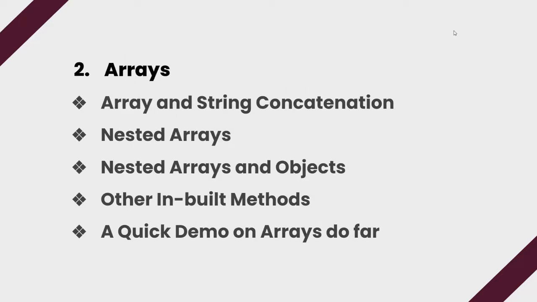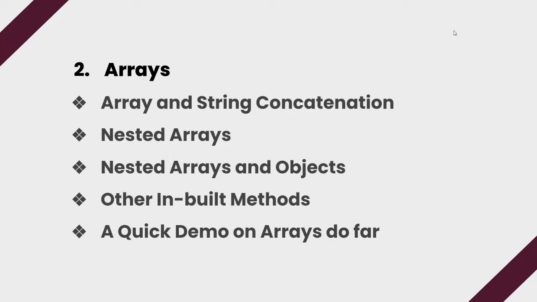So for the next section, we have arrays, and we'll also go through array and string concatenations. Also, we'd look into nested array, which is arrays within an array. And we'd also see nested arrays and objects. So it's also similar to the fact that you can have an object within an array, or you can have an array within an object within an array within an array. No need to get confused. I would explain all of that when we get to the VS Code.